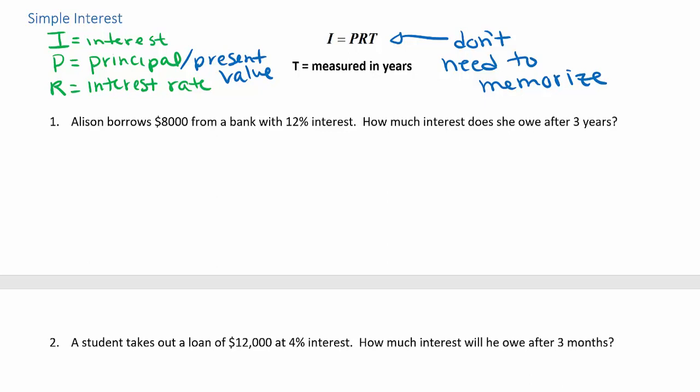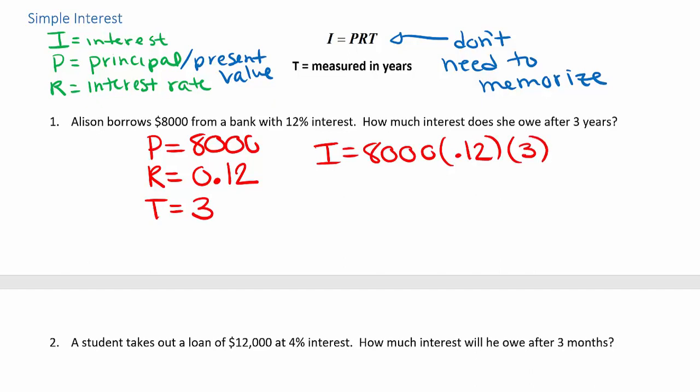So let's see how this formula works with an example. Allison borrows $8,000 from a bank with 12% interest. How much interest does she owe after 3 years? So I'm solving for I, so I'm going to have to plug in something for P, for R, and for T. P is the amount she borrows, the $8,000. The interest rate is 12%, and when we use equations or formulas, we have to change our percentages into decimals. So 12% would be 0.12. The only time we don't have to change our percents to decimals is when we're doing those proportions. And then time is 3 years.